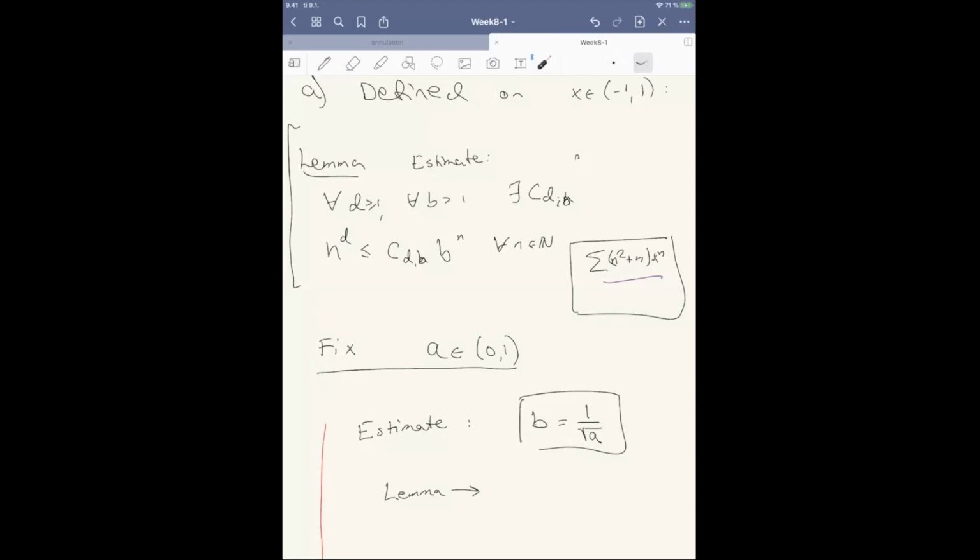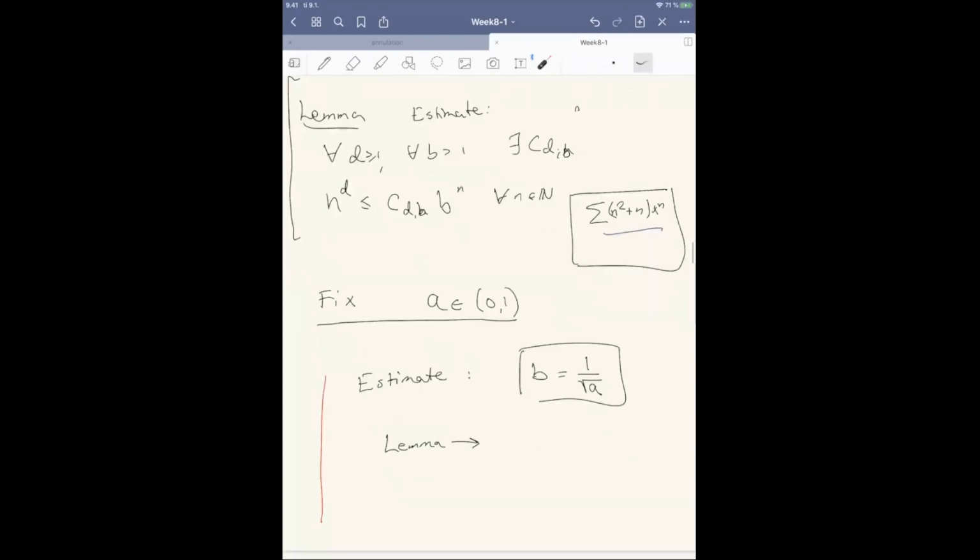It says that if you fix a degree d and if you fix a base b bigger than 1, then there always exists a constant C such that nᵈ is less than C times bⁿ. And this is true for all n. The constant has to depend on b. The smaller the b, the bigger the constant, or the higher the degree, also the bigger the constant. But what this is saying is essentially that a polynomial grows slower than all geometric powers.